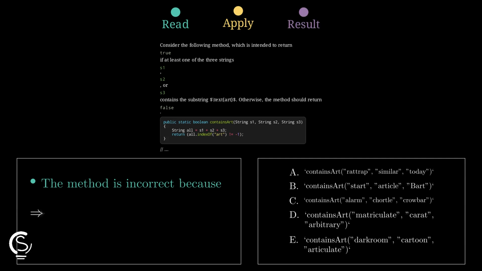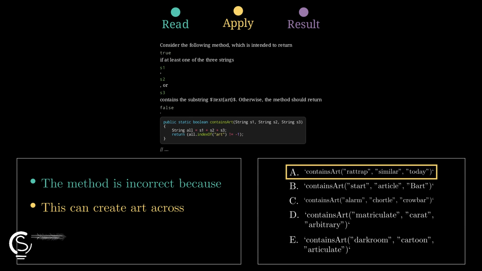In choice A, the word similar ends with R and today starts with T. Joining them creates the hidden substring art, which breaks the logic.